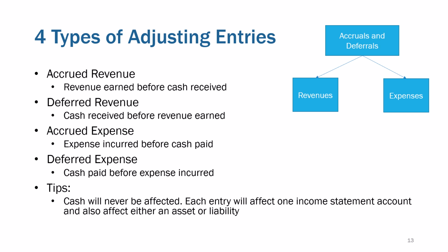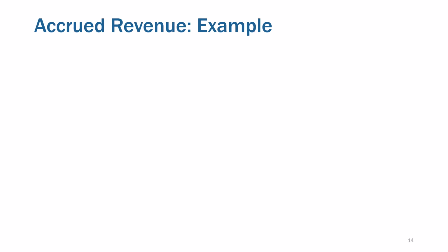If both of your accounts are revenue or expense accounts, you're wrong. If both of your accounts are asset or liability accounts, you're wrong. If one of your accounts has cash, you're wrong. If you only have one account, you're wrong. If debits don't equal credits, you're wrong. All right, so just keep in mind these tips.